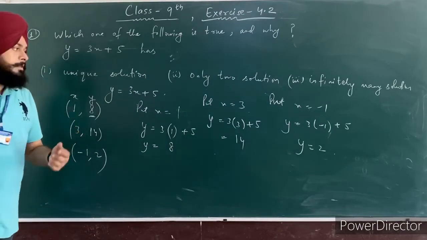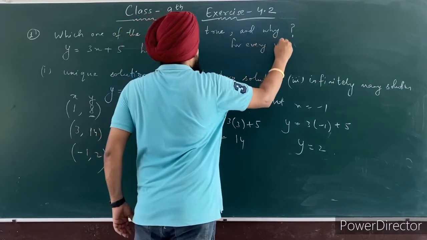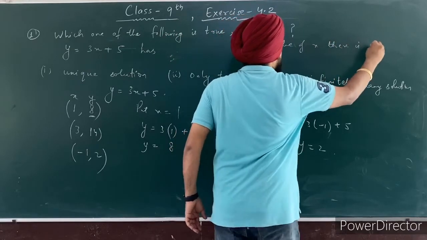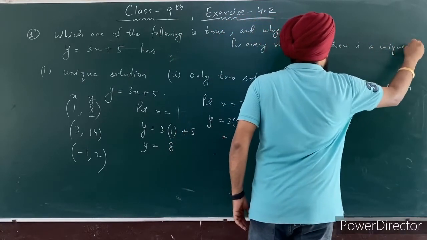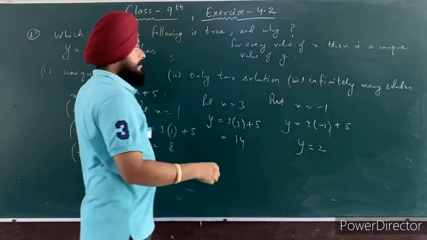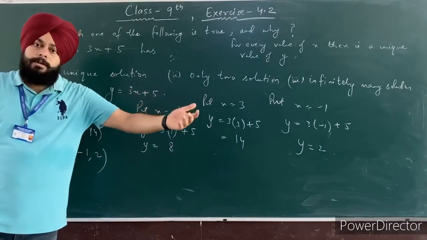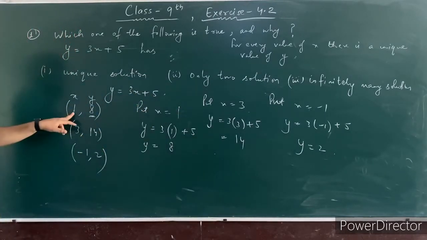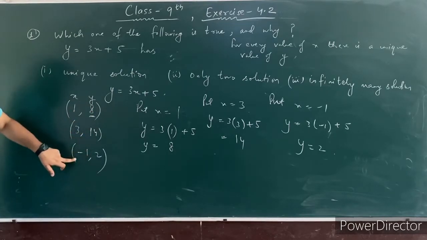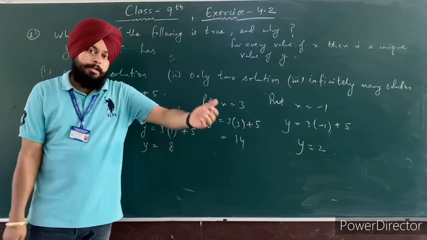So what is the reason? For every value of x, there is a unique value of y. यह मतलब है ना कि x की हर एक वैल्यू दे दी, y की एक यूनिक, डिफरेंट वैल्यू आ रही है. अगर तुम x में पुट करो 1, then y is 8. If you put x 3, then y is 14. If you put x minus 1, then y is 2. इसका मतलब कि x की हर एक वैल्यू दे दी, y की डिफरेंट वैल्यू आ रही है.